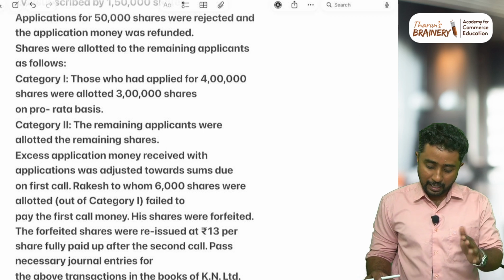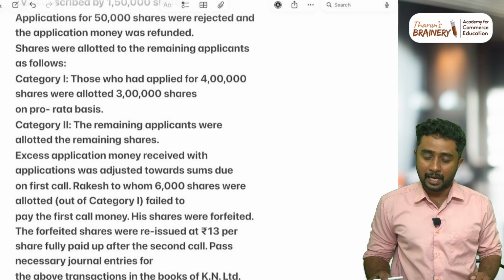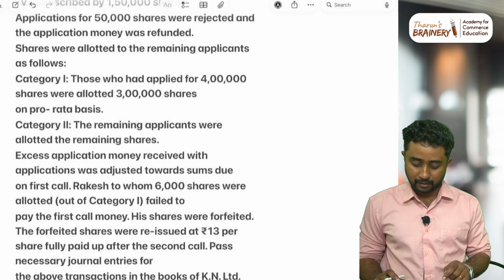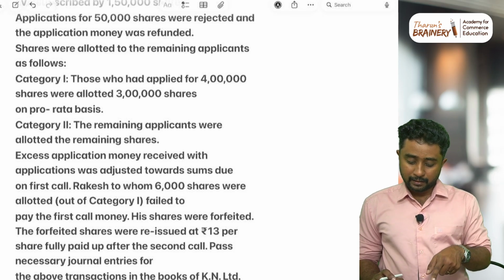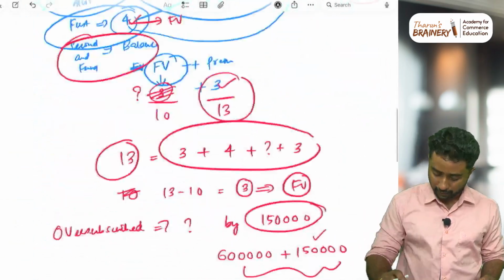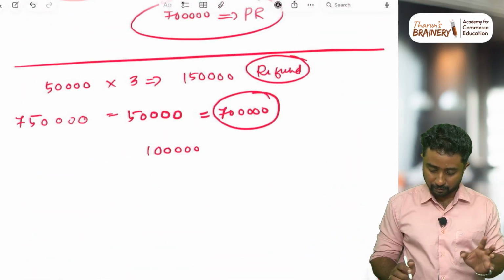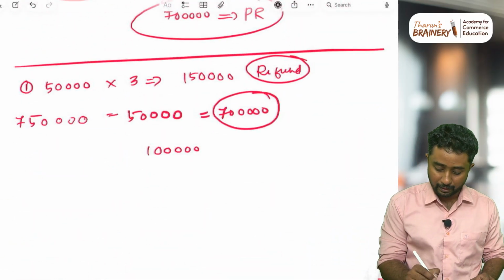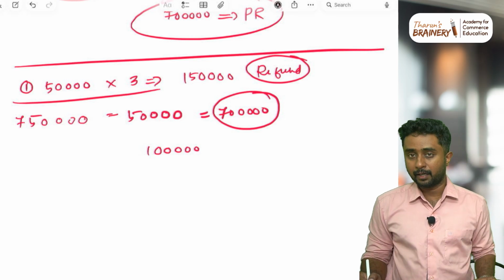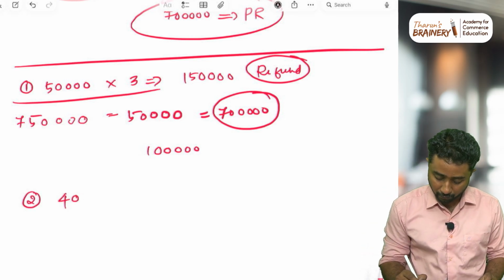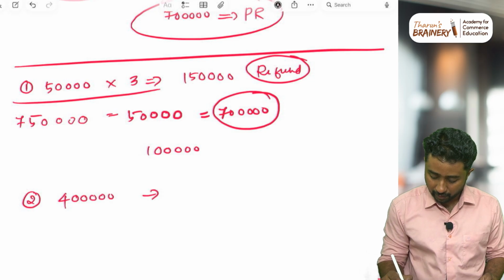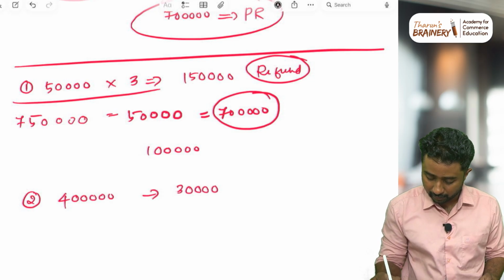After that, they have split the share applications into two categories. As you can see here, category 1, those who applied for 4 lakh shares were allotted 3 lakh shares. So next we will see about those people. So already we know that this is one category of people where we are going with refund. Second category, those who applied for 4 lakh shares, we are giving them 3 lakh shares.